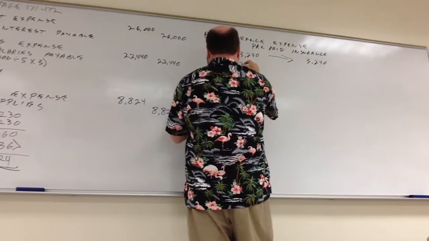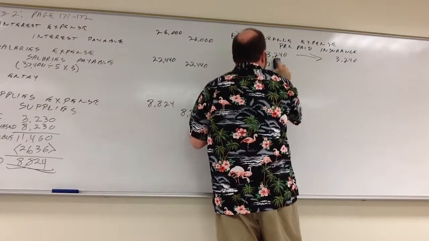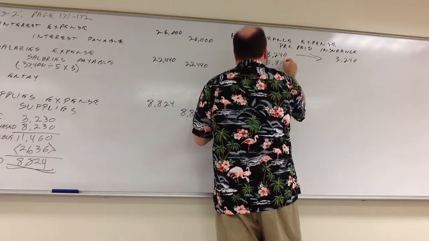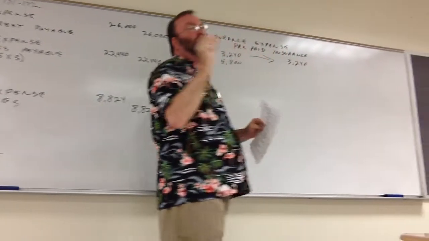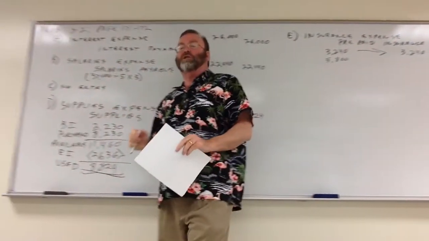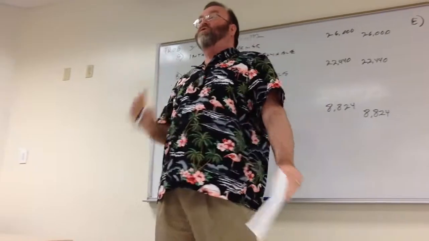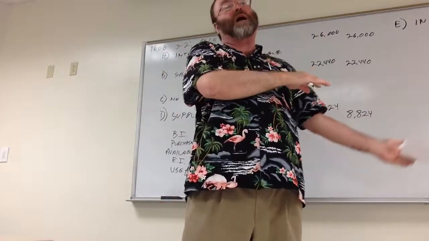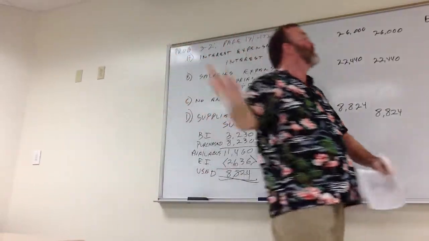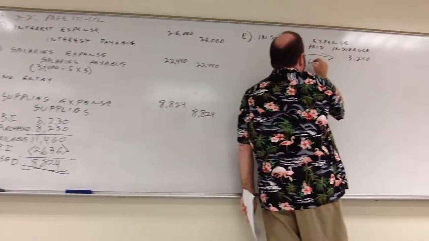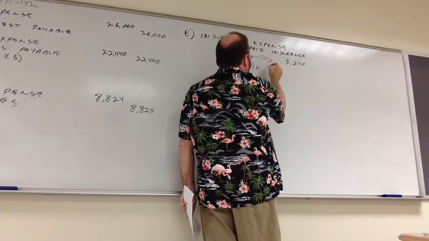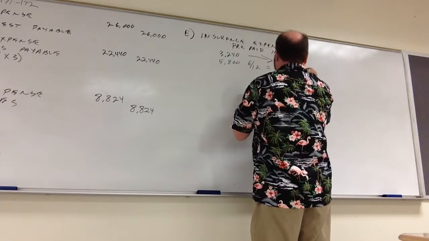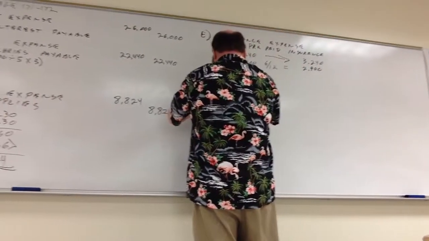The $5,800 is a one-year policy purchased on January the 1st. It is now June 30th. So how much of that policy has now expired? 6 months. So if we multiply that by 6/12, we will get $2,900.